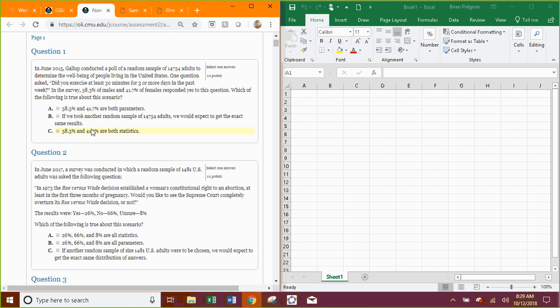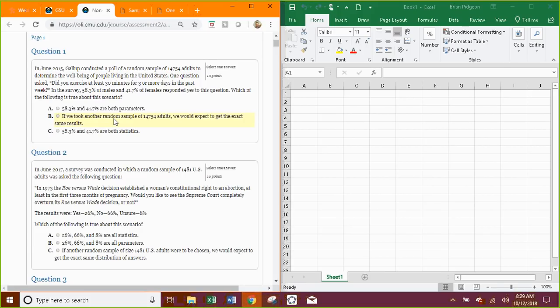58.3 and 41.7 are both parameters. That is not true. Parameters are values that describe the population. We are doing sampling distribution and confidence intervals to estimate the unknown parameter. We estimate those unknown parameters with statistics that we calculate from a random sample. If we took another random sample, we would expect to get the exact same results.